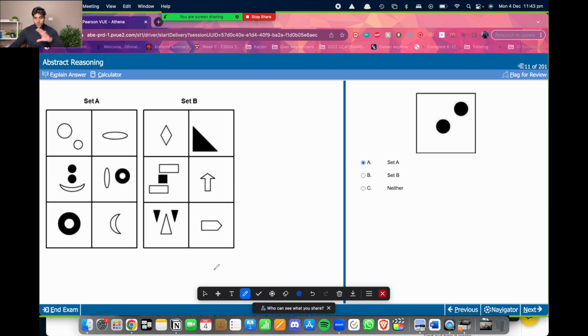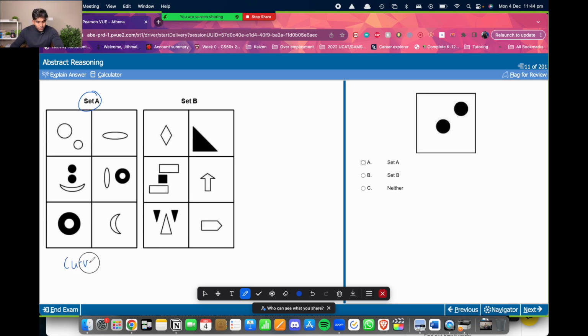Okay, so looking at this question here, I've already pre-answered this, but let's get rid of that. So I look at set A, I look at set B. When you first go through questions, don't worry about doing it timed. If you can't do it untimed, you can't do it timed. So just focus on understanding the patterns and the fundamentals. For set A, the first thing that stands out to me is the presence of curved lines versus straight lines. So either something is curved or straight.